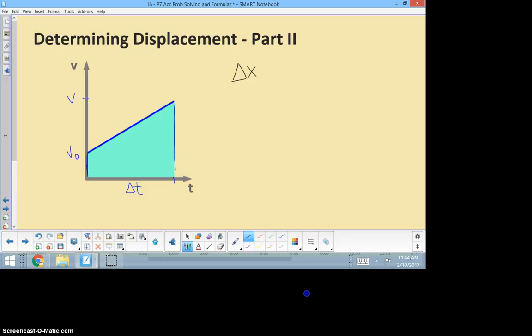So displacement, since that's the area of this graph, is going to equal 1/2 of the bases. We've got v0, and then the other base is the velocity, and then the base, or the height in this case, would actually be delta t. So sometimes this is written as (v plus v0) over 2 times delta t. This is another way to think about the area of this shape.